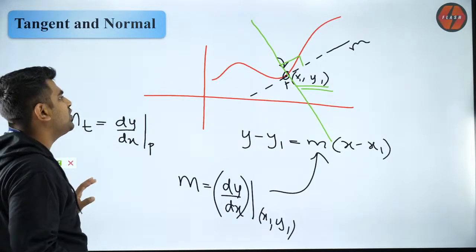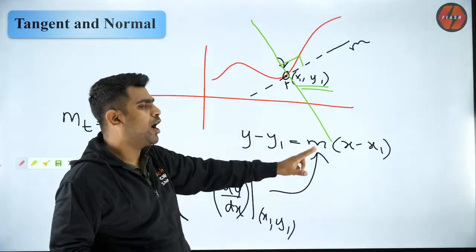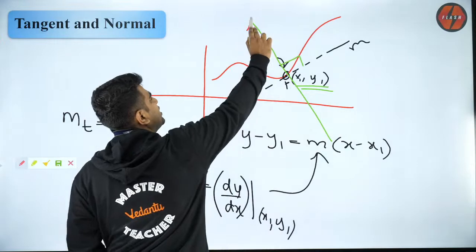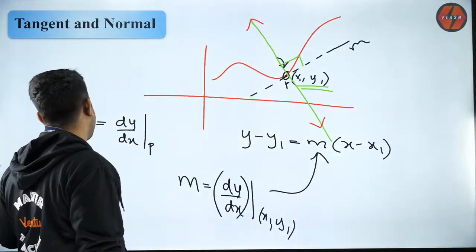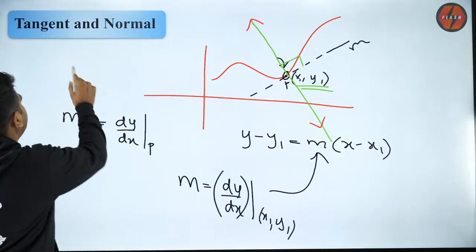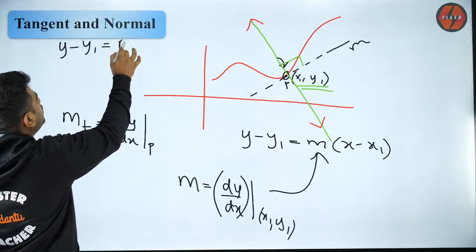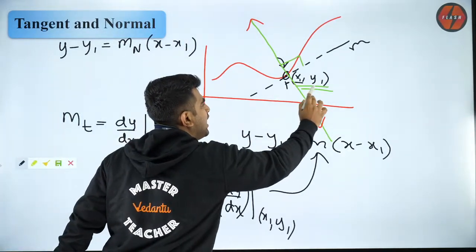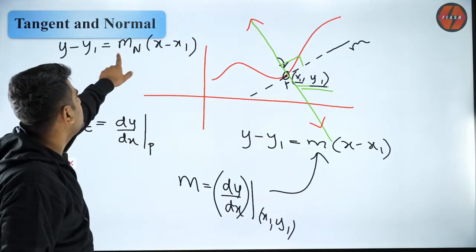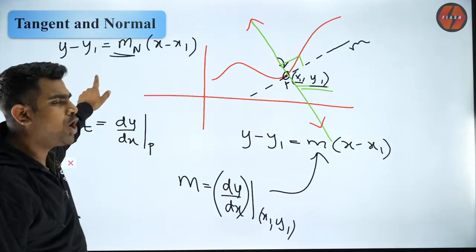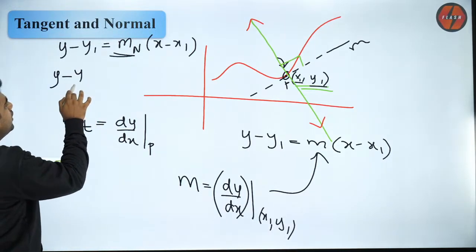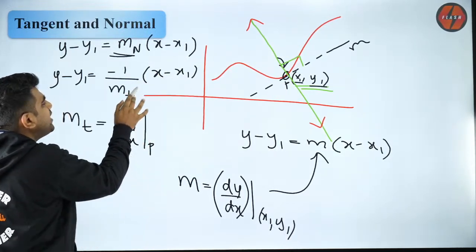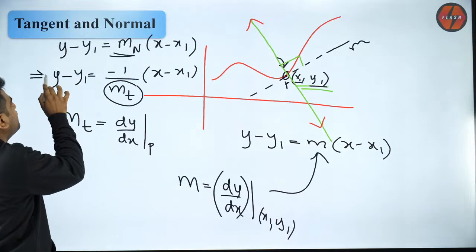Right now, I want you guys to tell me, how do I find out the equation of normal? If I want to find out equation of normal, we all know that normal is also a straight line. So how do I find the equation of straight line? It is nothing but y minus y1 is equal to slope of normal into x minus x1, because the normal is also passing through this point, x1, y1. So how do I find out mn? Because if I find mn, my job is done. So mn is nothing but minus 1 by slope of tangent. So if I know slope of tangent, I can get the equation of normal also.